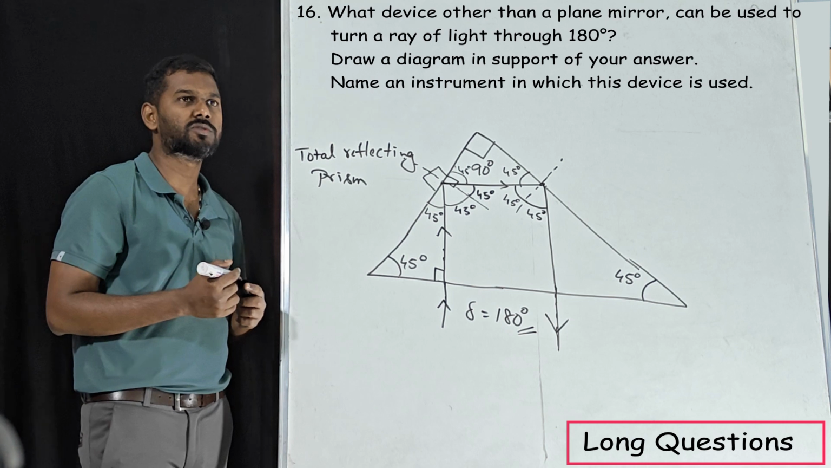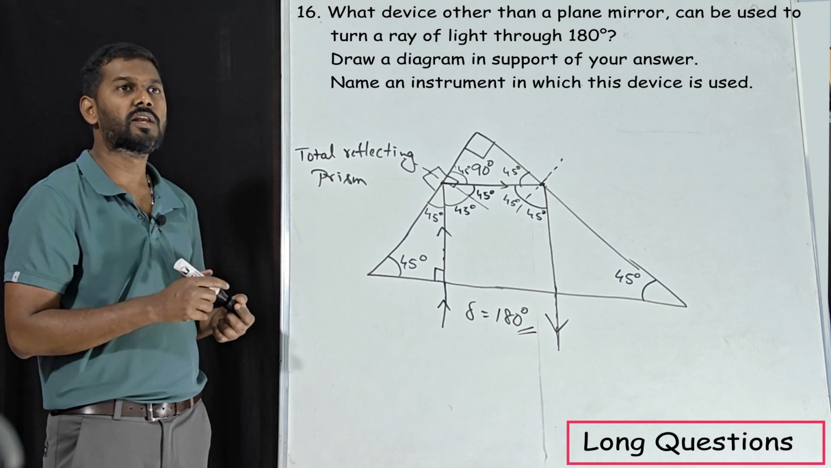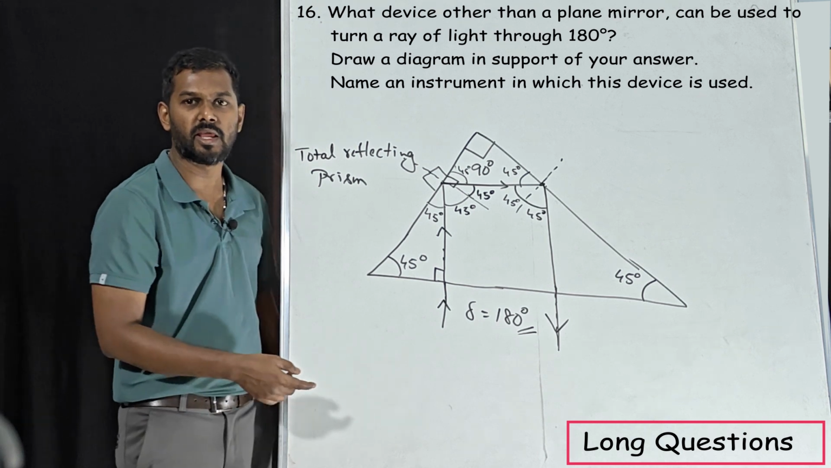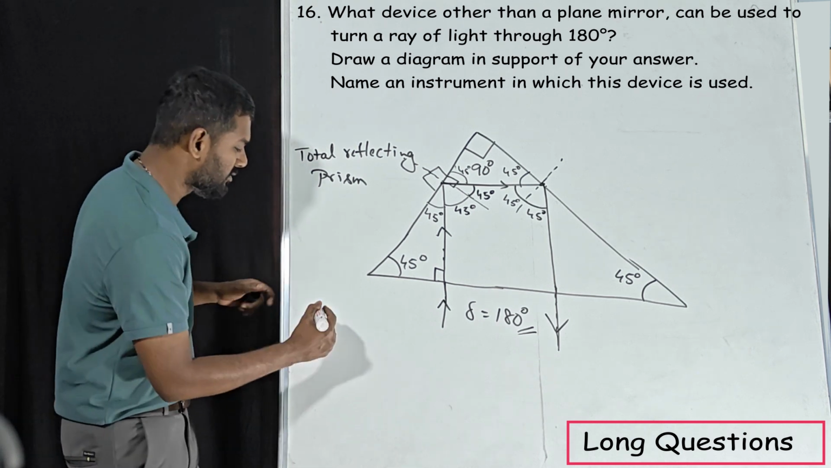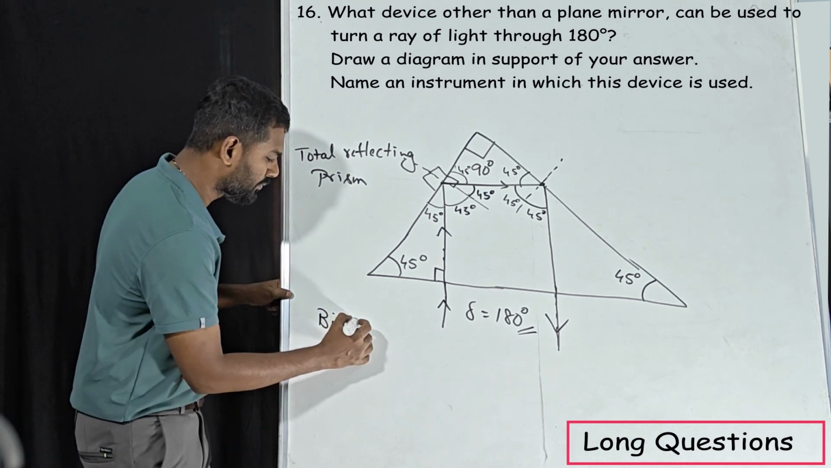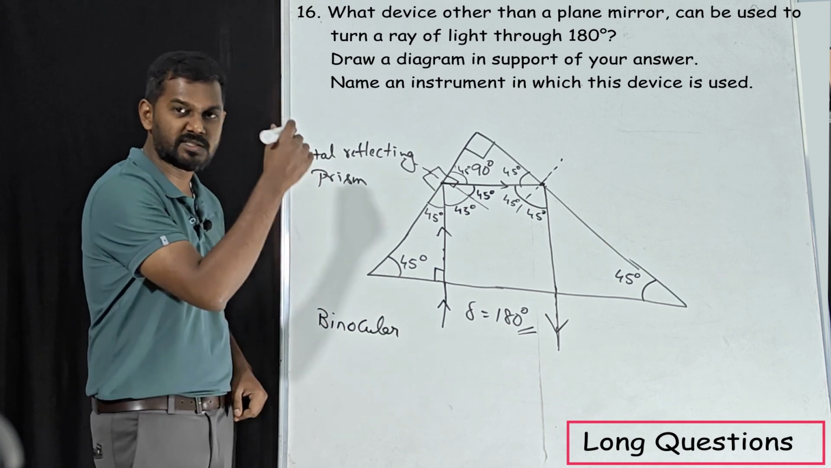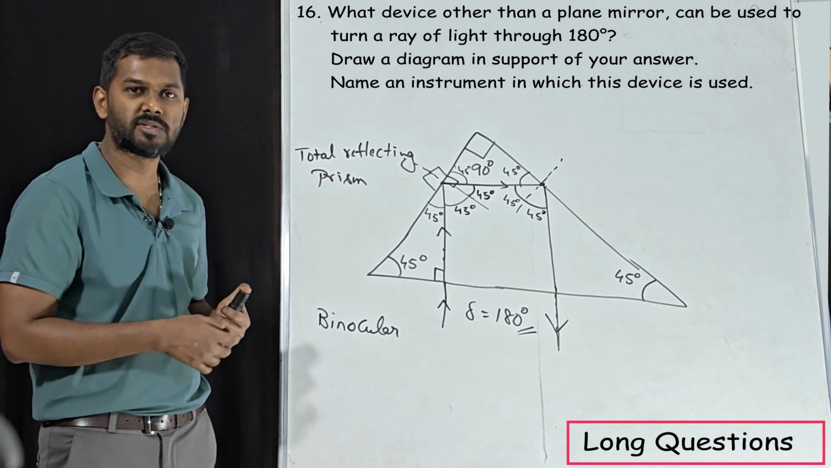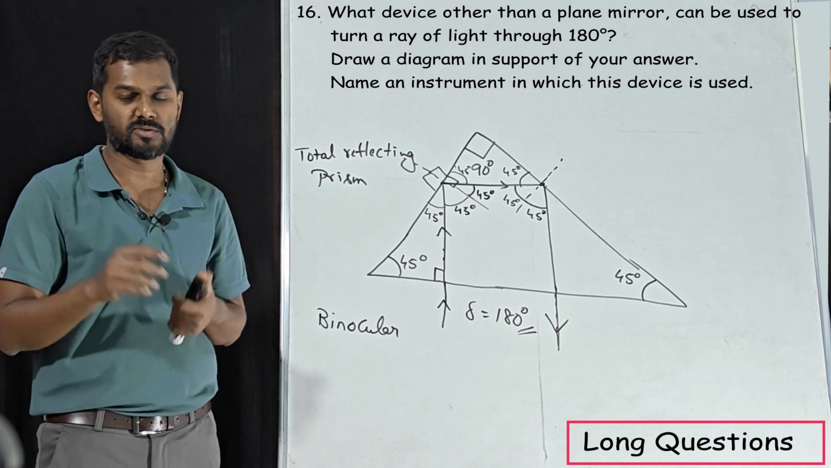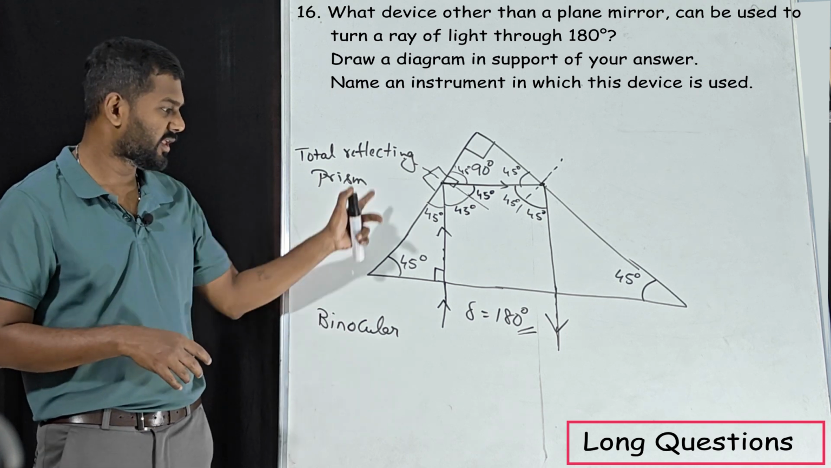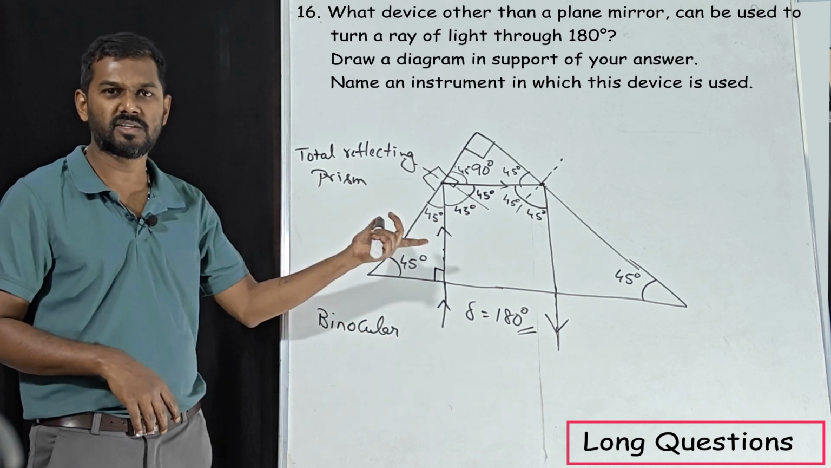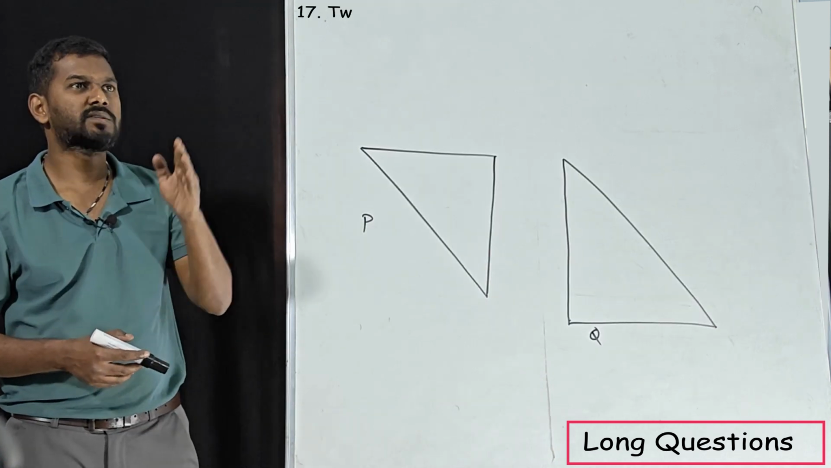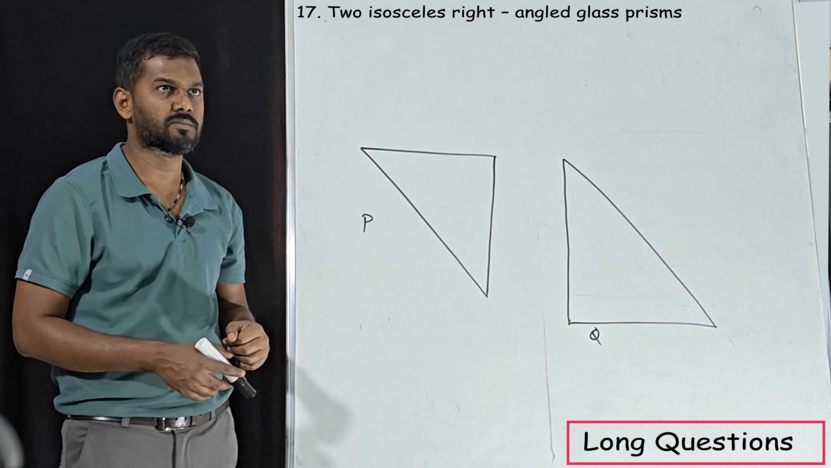Now they are asking one more question. This we have already solved. Name the instrument in which this device is used. See, if the deviation is 180 degrees, the answer will be binocular. If the deviation is 90 degrees, then the instrument in which we use this kind of prism is the periscope. So if the deviation is 180 degrees, binocular. Deviation is 90 degrees, periscope. That's it.